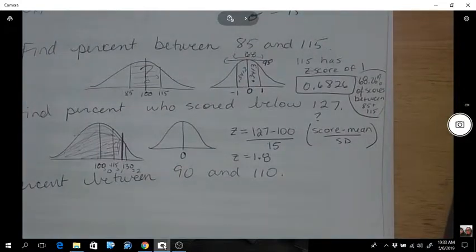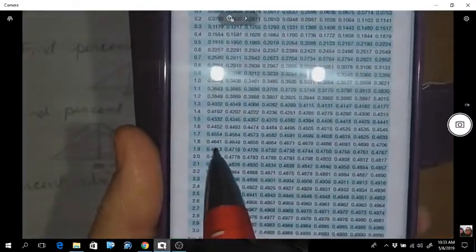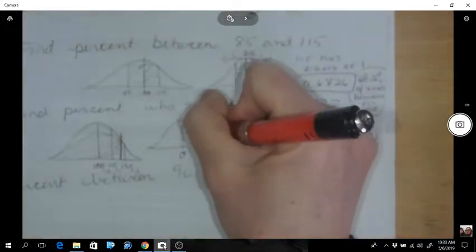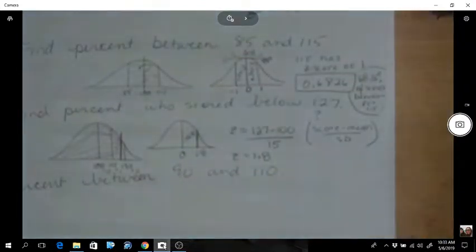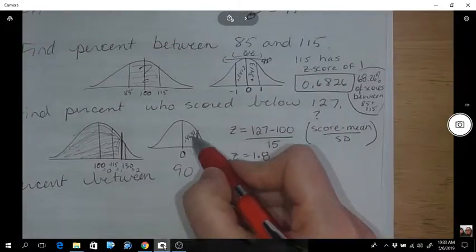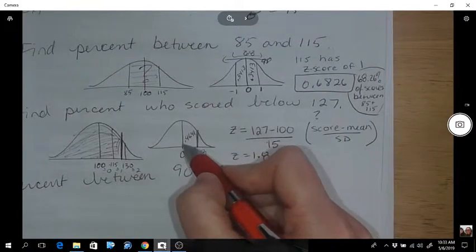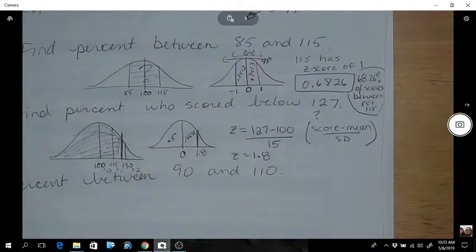Okay, so now what do we do with that? We go to our chart. 1.80. You see 0 on the top. 1.80 is 0.4641. So here's what's been happening. The Z-score is 1.8. 0.4641 is this area to the mean. And what do you think's on this side? That should be exactly 0.5, right? Because it's half of the curve.